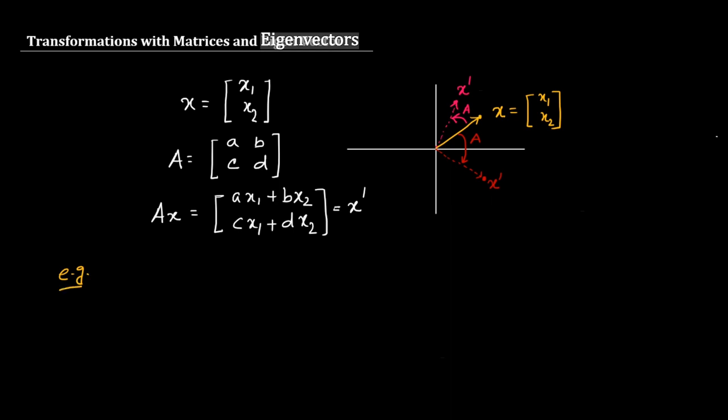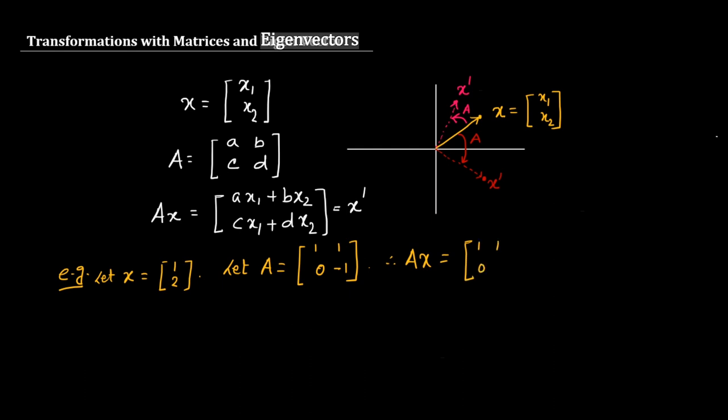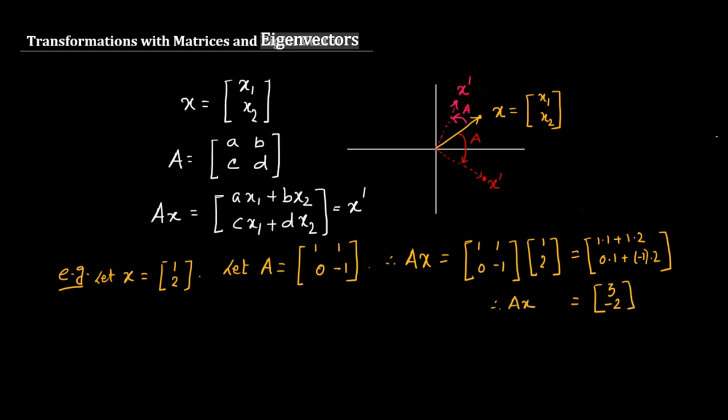For example, if we consider my x equals 1, 2, arbitrarily chosen, you can choose any other vector as you wish. And let A equal 1, 1, 0, minus 1. I'm writing arbitrarily. Therefore, what will be my Ax? Just quickly calculate. Ax will be 1, 1, 0, minus 1 times 1, 2. So this will be 1 into 1 plus 1 into 2, and 0 into 1 plus minus 1 into 2. Therefore, this will be 1 plus 2, that is 3, and 0 minus 2. Therefore, Ax will be equal to 3, minus 2.